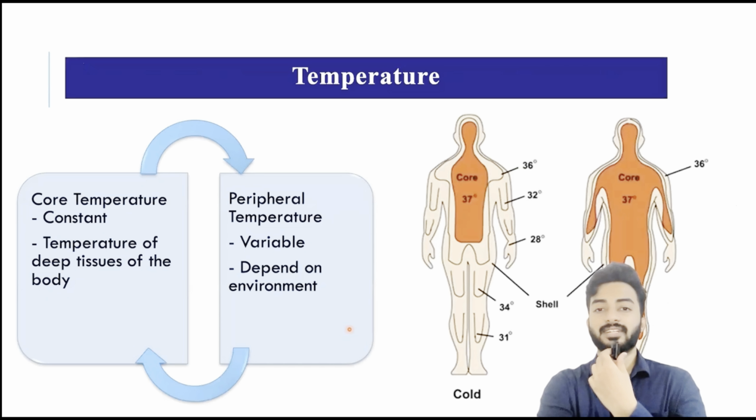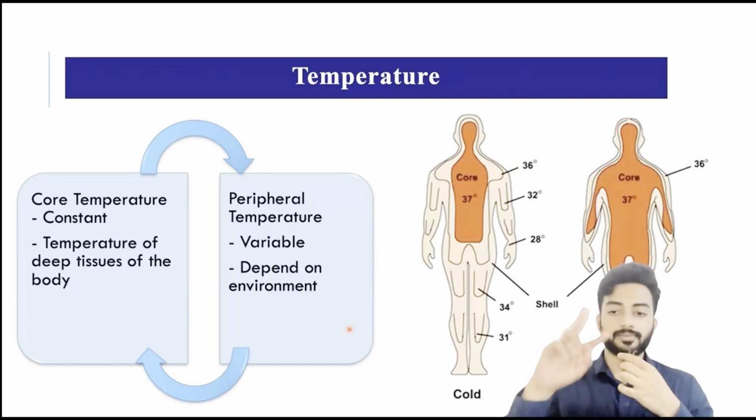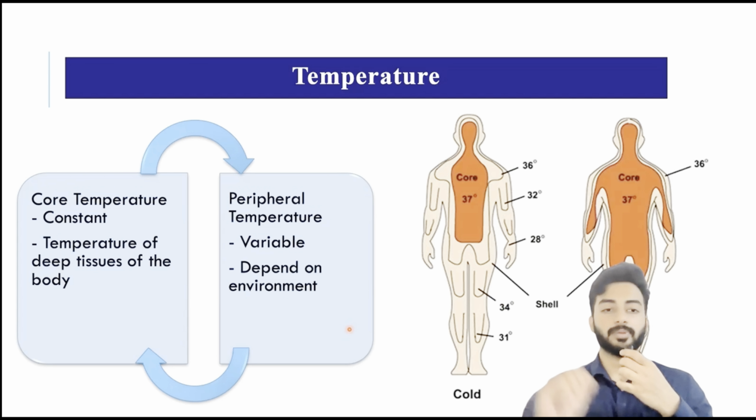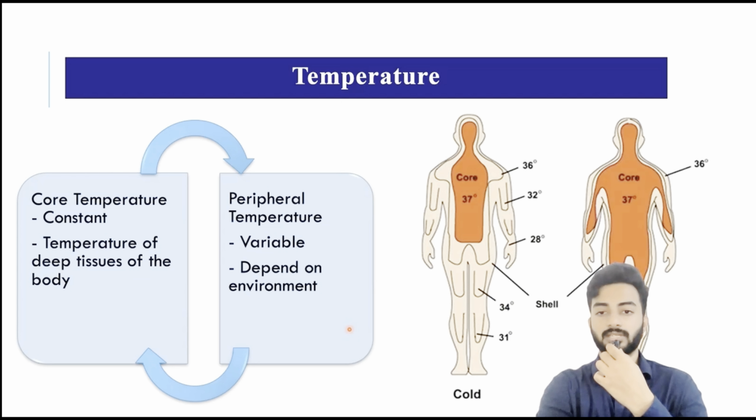The next monitor, temperature. We have two types of temperature: one is core temperature and another is peripheral temperature. The core temperature is constant, the temperature of the deep tissues of the body. The peripheral temperature is variable depending on the environment. If the OT temperature is cool, then the peripheral temperature will be low. We have shown two diagrams.